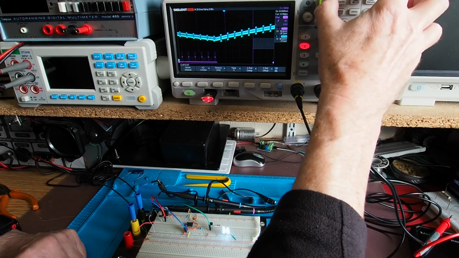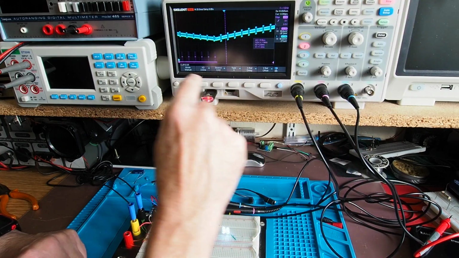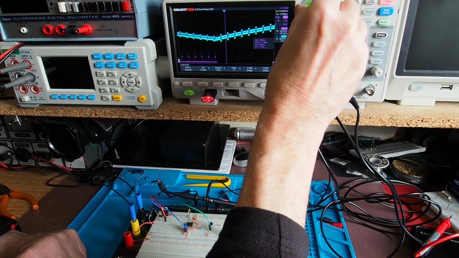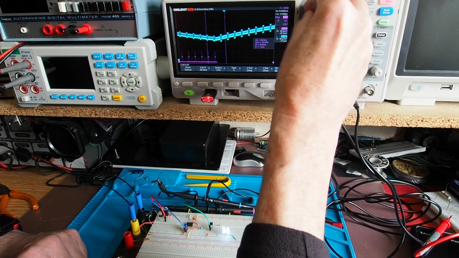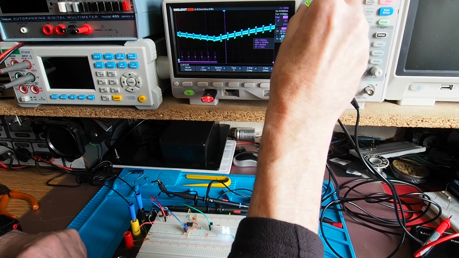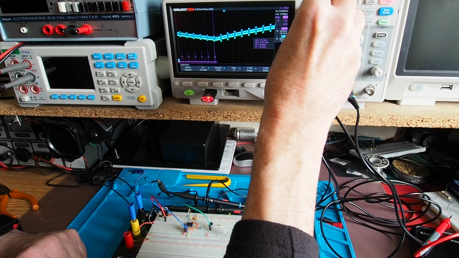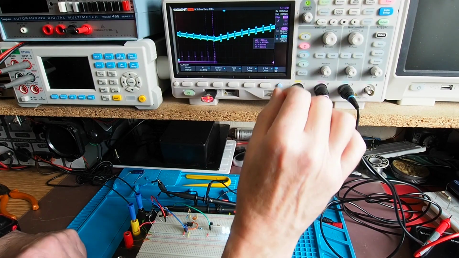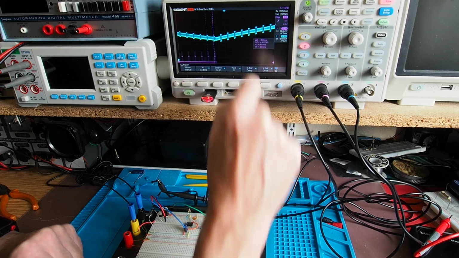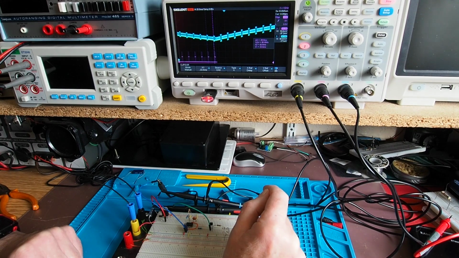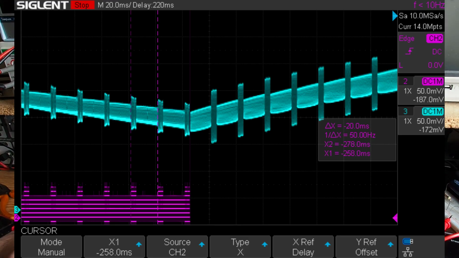So I'm going to just get a couple of cursors, and I'm going to select cursors in X mode, and then what we'll do is we'll move one cursor to the left hand end of that pulse there, like so, and then we'll move the other cursor to the left hand end of the next pulse there, and the delta here, it's saying that's the difference between the two lines, it's about 20 milliseconds, or if you like, 1 over the delta, which is the frequency, is 50 hertz. Well, there's only one place that 50 hertz can be coming from, and of course that's the mains.